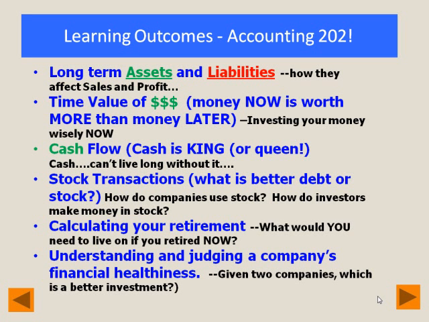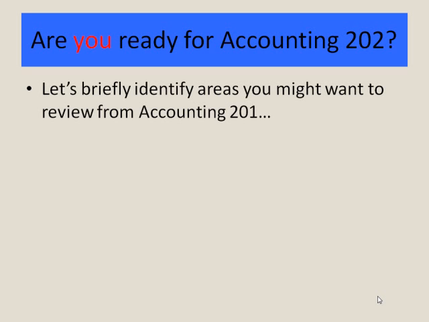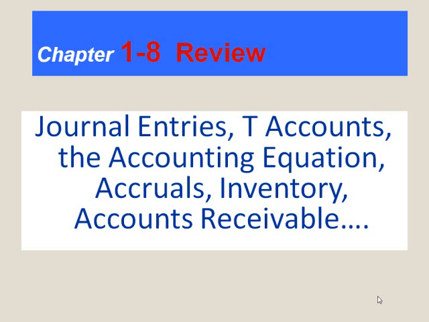And we will, in a small project, judge a company's financial healthiness, analyzing their income statement, their balance sheet, and their cash flow, and deciding which company is the best investment. Okay, are you ready? Let's start with some areas that we should review in Accounting 201. So print out your course pack for the overview, and I've got some sample journal entries in there.